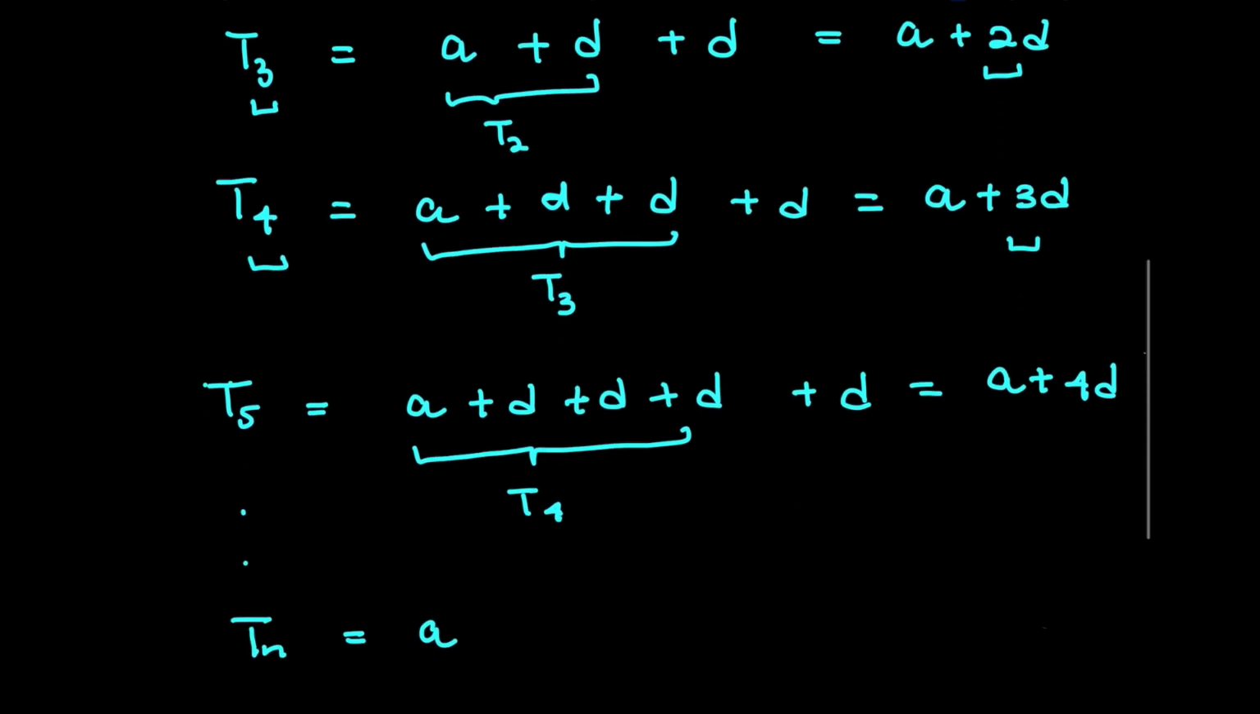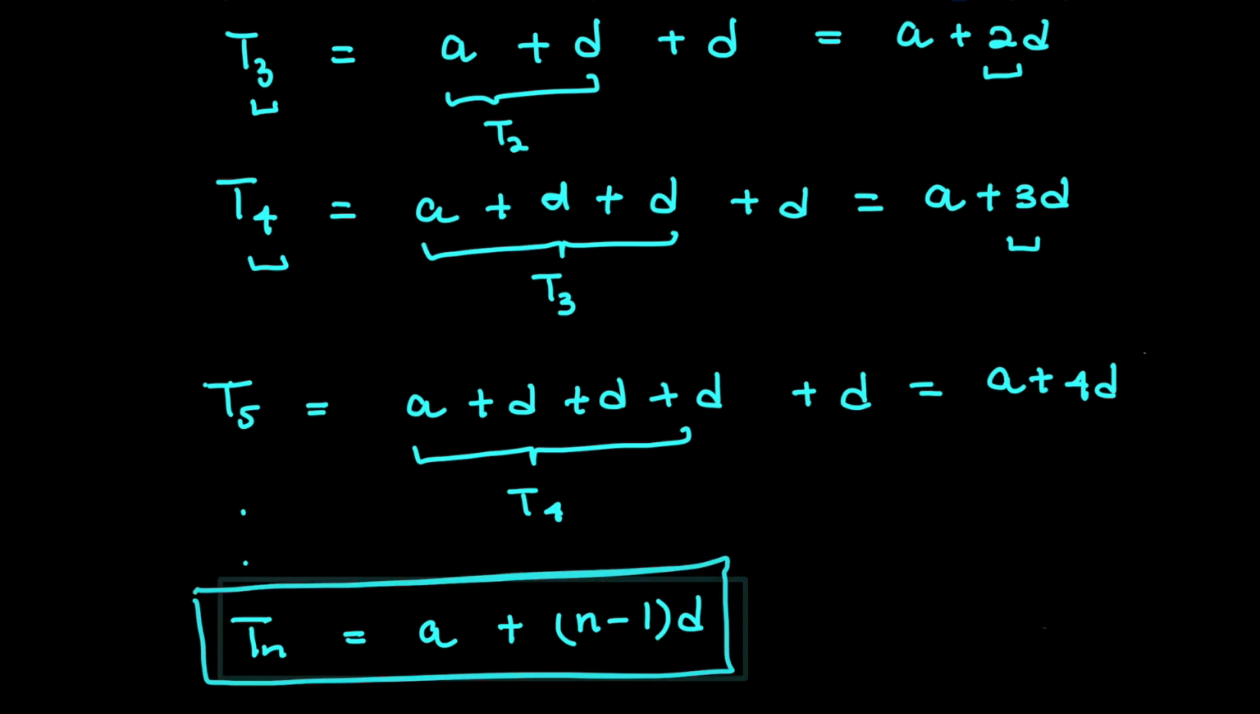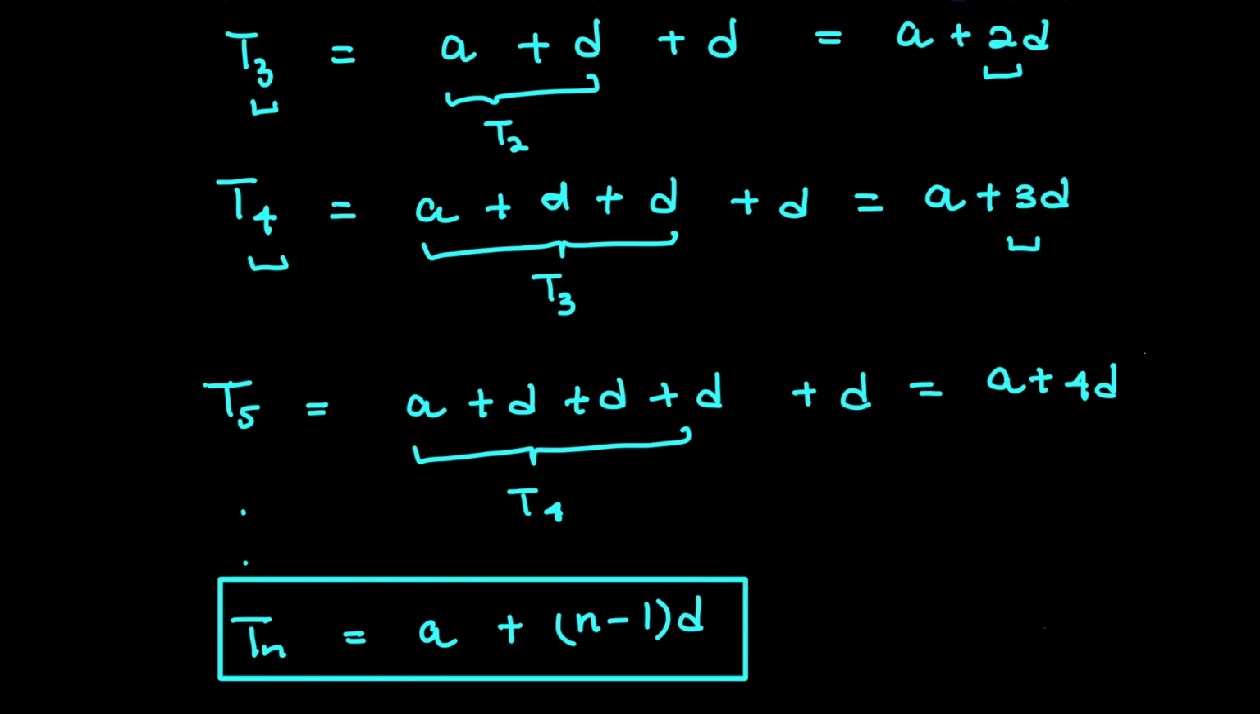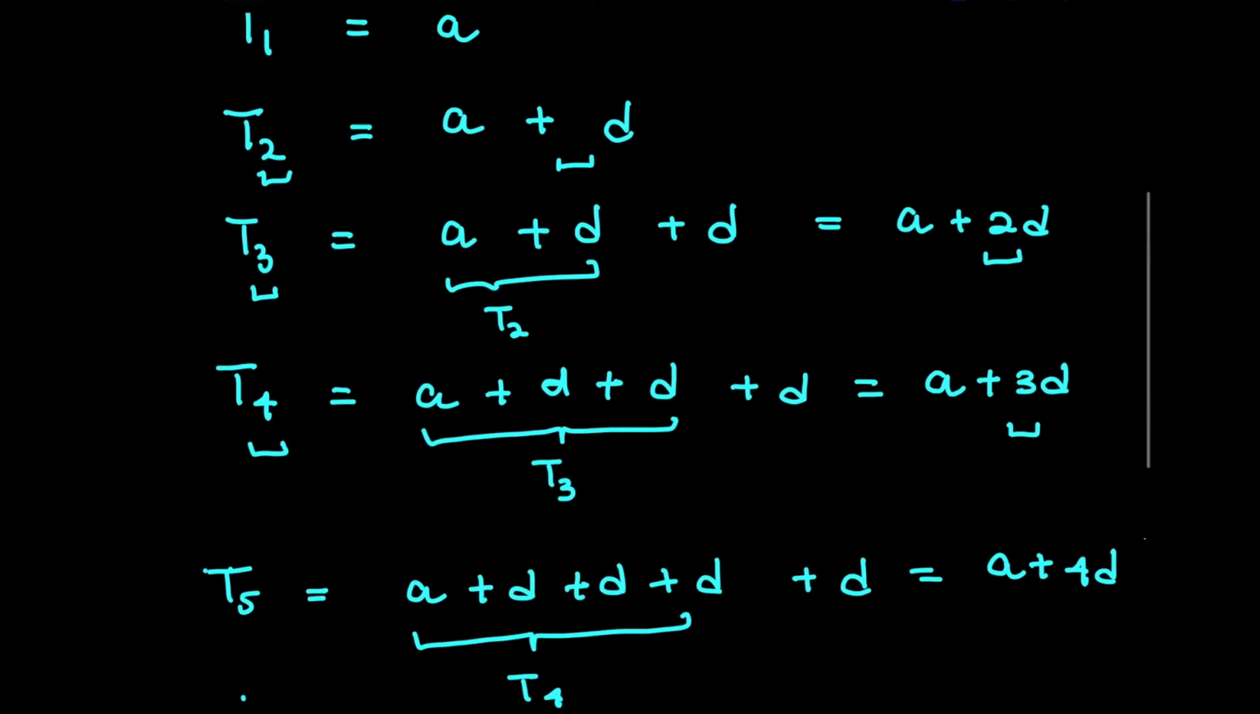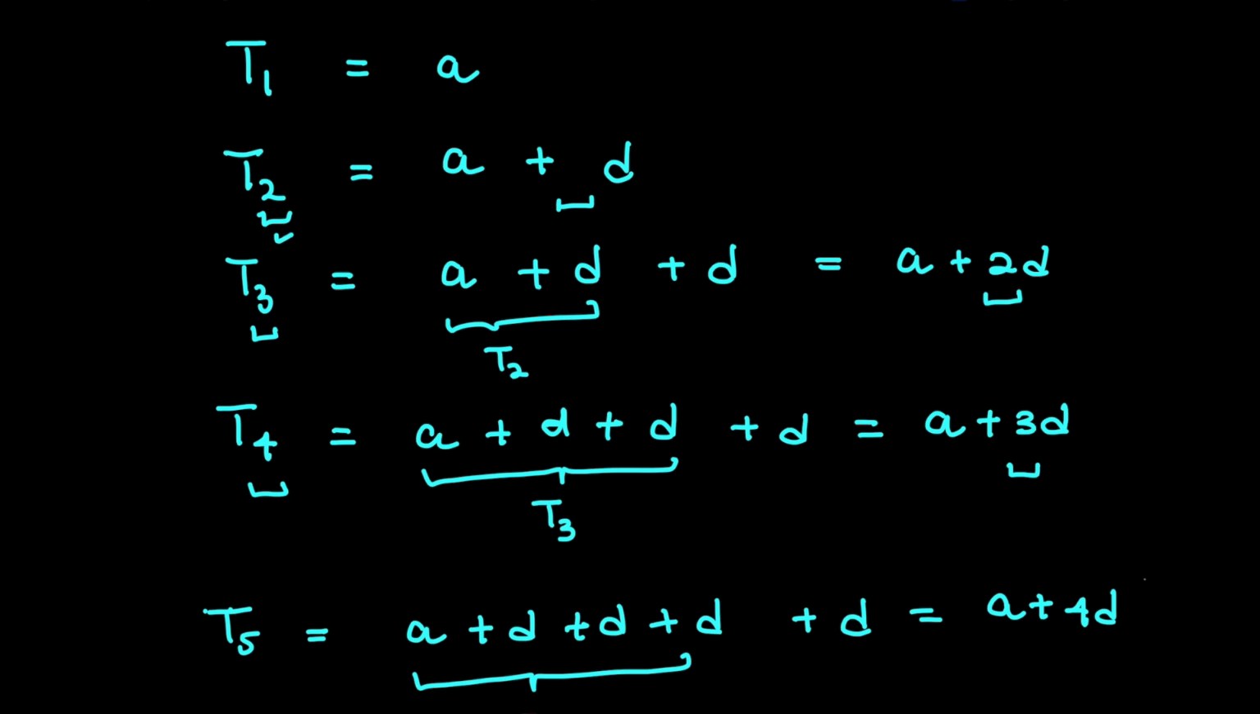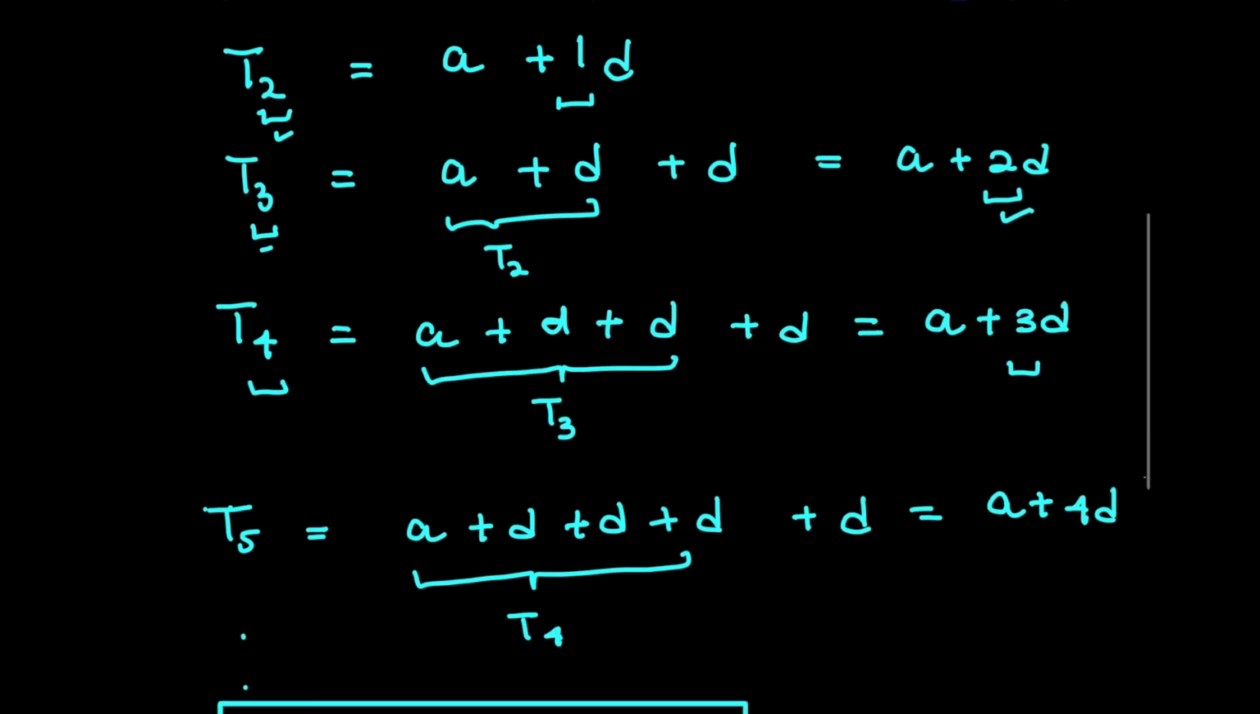So it makes sense that the nth term is going to be A plus n minus 1 times D. So this is the nth term of an arithmetic sequence: Tn is equal to A plus n minus 1 D. Just to reiterate, this is the place of n, and then this is 2 minus 1, which is 1. This is 3, this is 3 minus 1, which is 2. This is 4, this is 4 minus 1, which is 3.